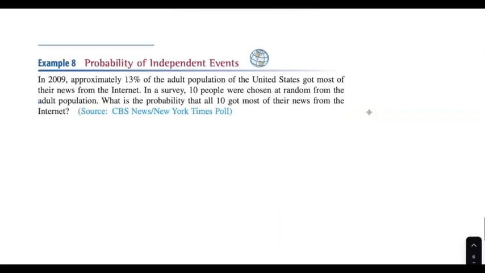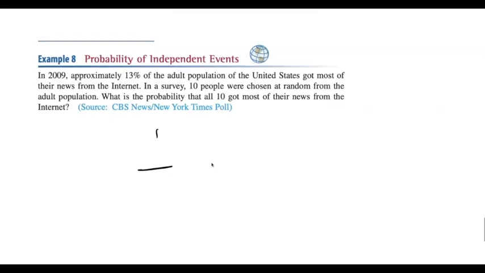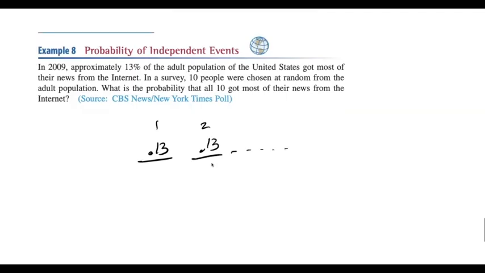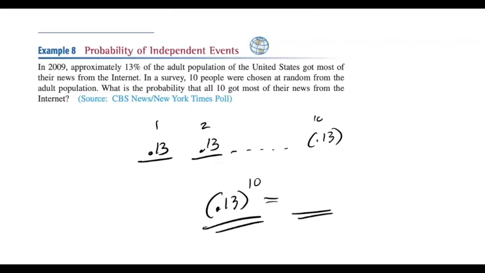Okay, one last one. Approximately 13% of the adult population in the United States got most of their news from the internet. In a survey, 10 people were chosen at random from the adult population. What's the probability that all 10 got most of their news from the internet? There's a 13% chance the first person got the news from the internet. Then you can do that for the second one also, 13%. Because we want all 10, we're going to keep on doing that for all 10. That's going to be the same thing as 0.13 to the 10th power. And whatever that is, that'll be your answer. And that's the lesson.